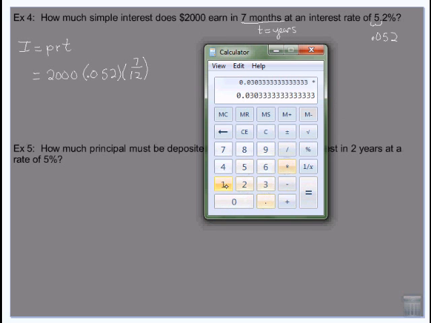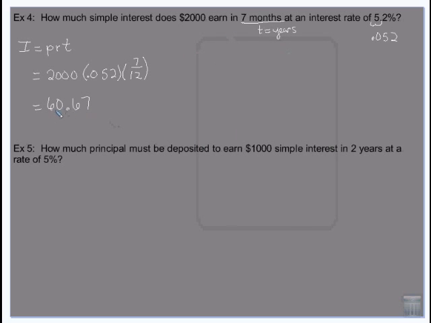So basically, oops, I just went backwards. Darn it. Okay. Hold on one second. Okay, so my interest is $60.67. Okay. Questions on that one?